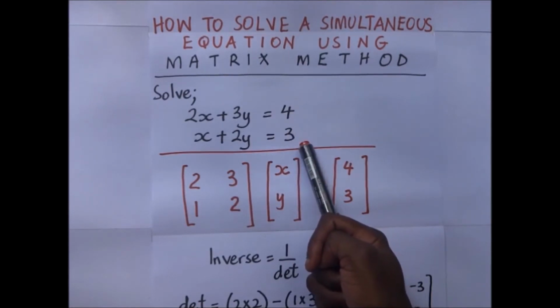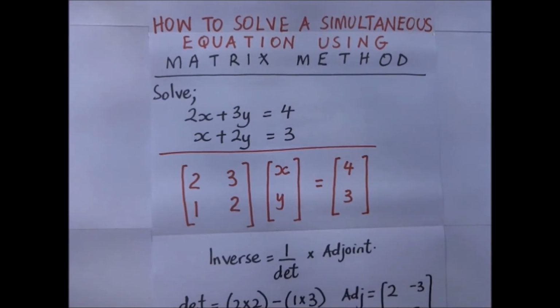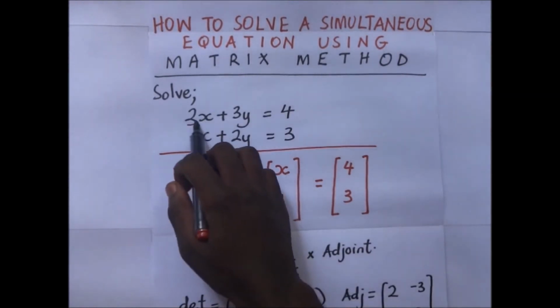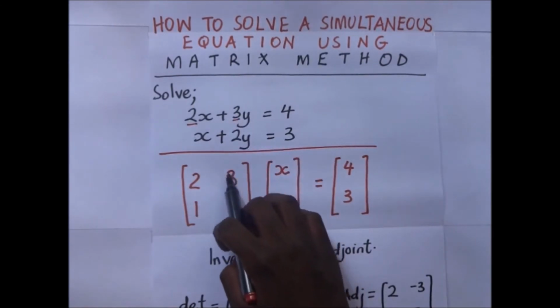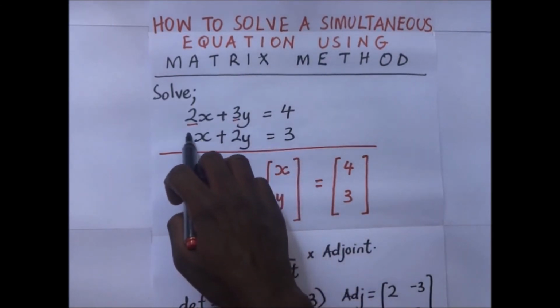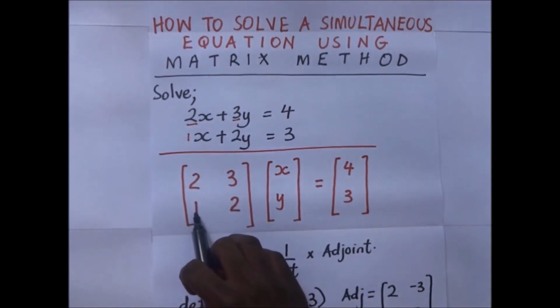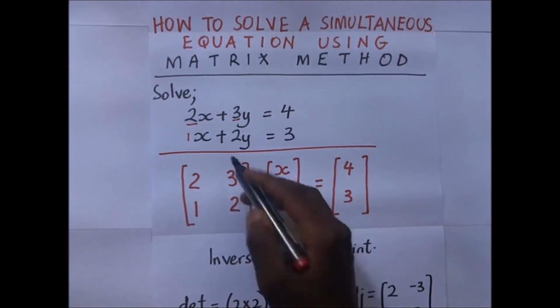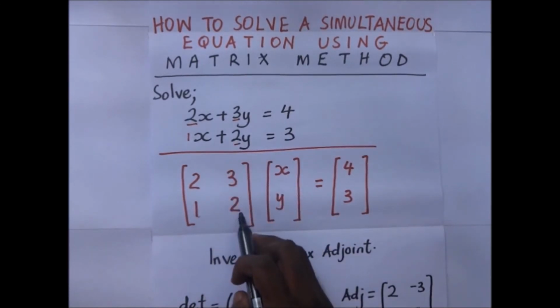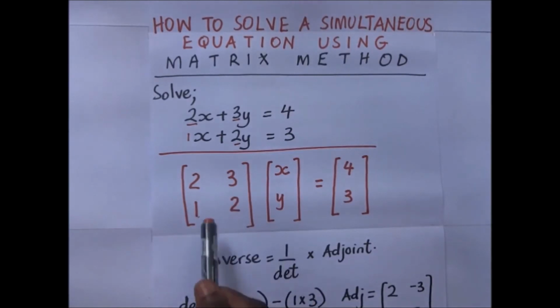So to begin with, we need to first extract the matrix we are going to deal with. We extract this matrix by just extracting the coefficients of the unknowns. The coefficient of x here is 2, so we extract 2. The coefficient of y here is 3, so we get the 3. The coefficient of x here is 1, so it is the 1 there. And then the coefficient of y here is 2, and that's the 2. So we end up with our matrix as 2, 3, 1, 2. So this is the matrix.